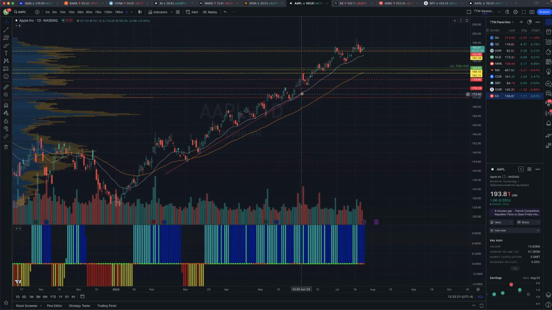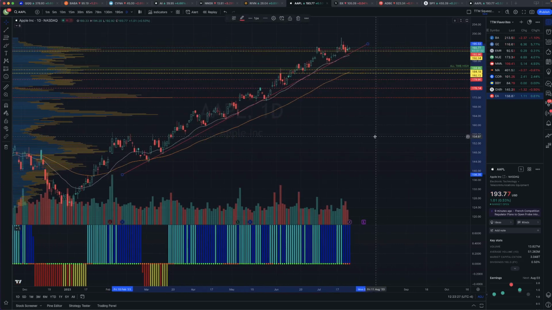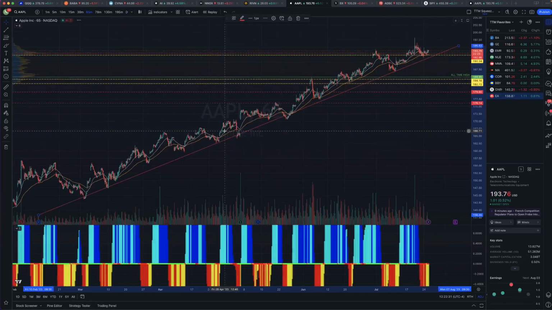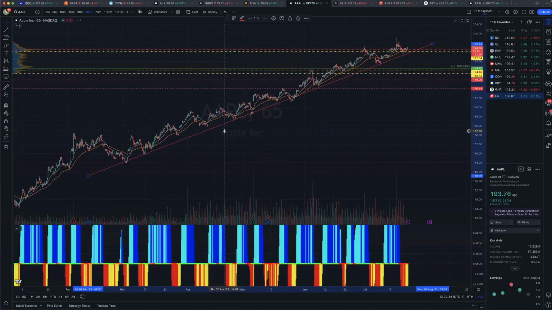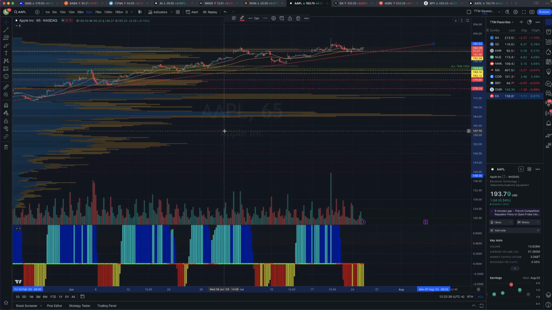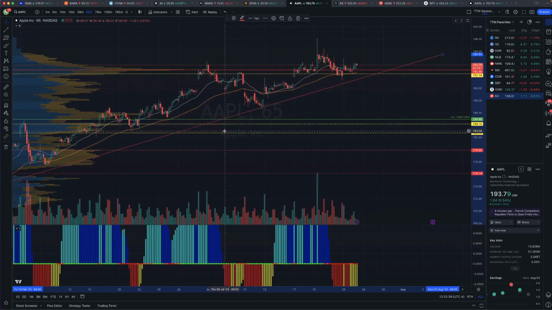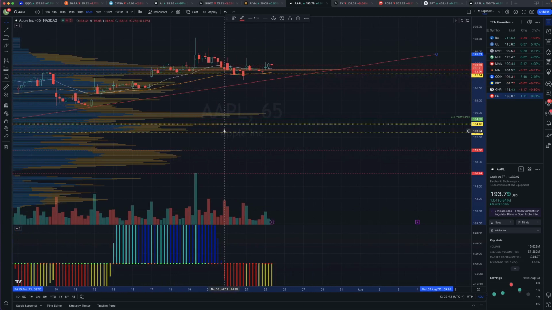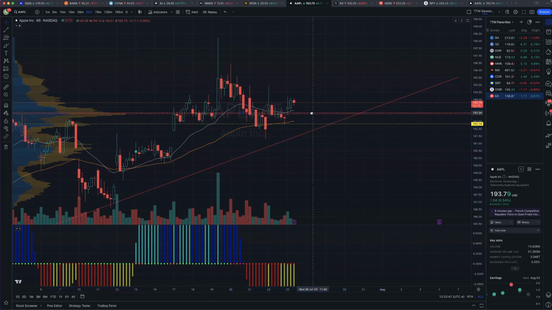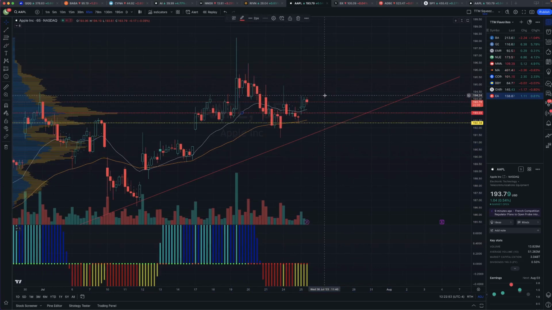Let's extend this. If you're following that trend line, Apple is strong. I could see a buy off this point of control level. That's where I would like to see something. It's starting to get a little extended here.